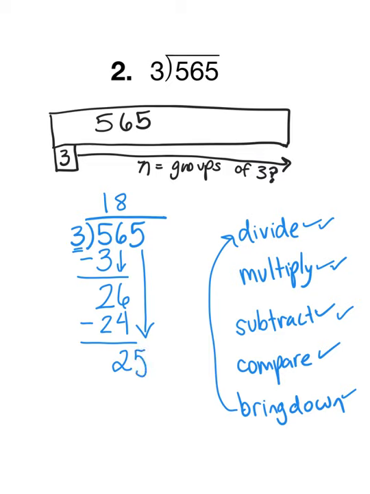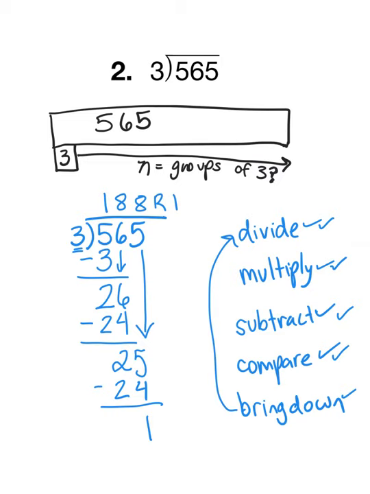Ooh, this one we do have a remainder. Compare, yes, I did that. Bring down the 5. How many times does 3 go into 25? 8. 8 times 3 is 24. I have a remainder of 1.